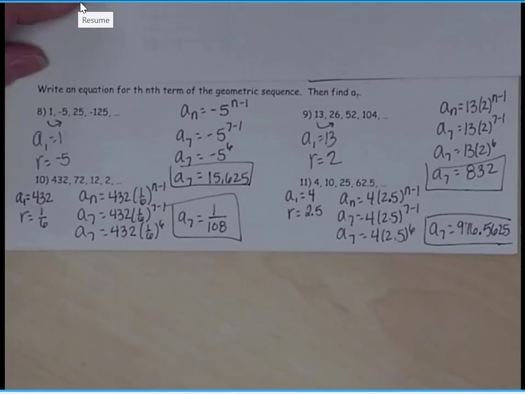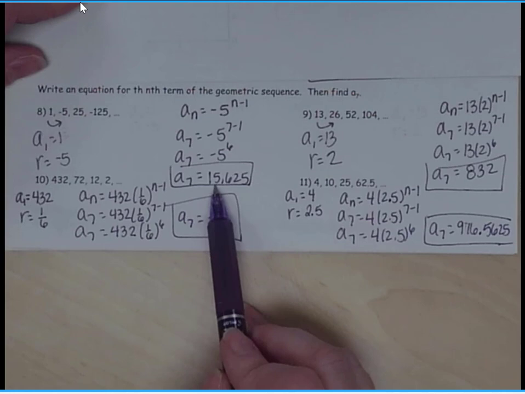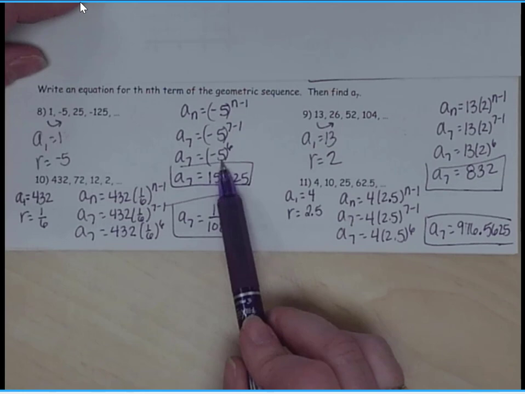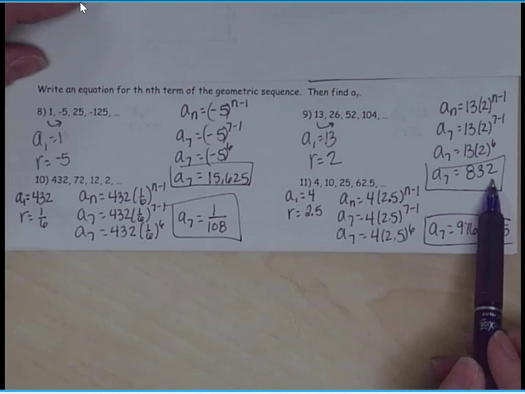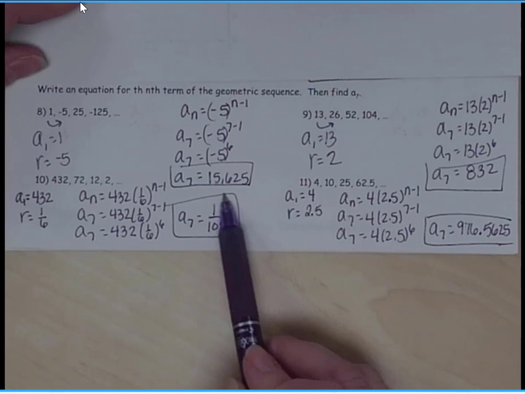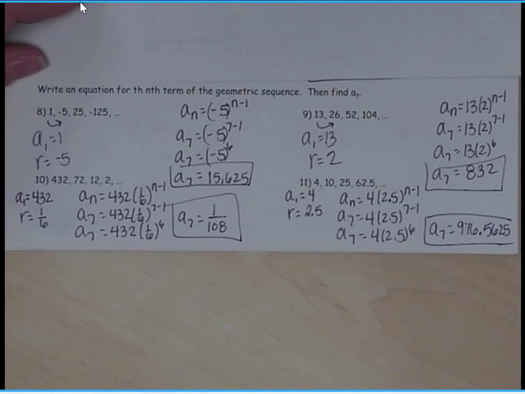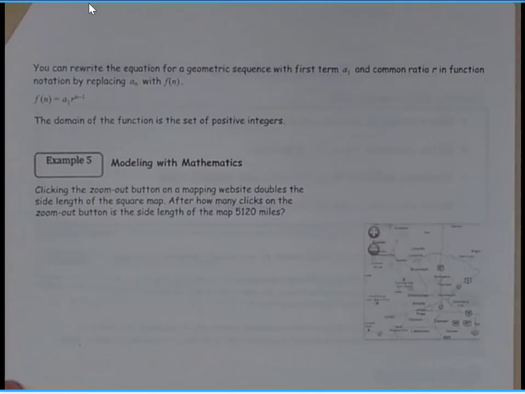All right, let's take a look. How did you do? Number eight, you should have had 15,625. Remember, I really should have put parentheses here. Don't forget your parentheses, just like I did. So 15,625. Nine, you end up with 832. Now for 10, I did get a fraction answer here. That's how I chose to solve it. But if you had a decimal, that's okay. Now for 11, yeah, I ended up with a decimal here. 976 and 5,625 ten thousandths.